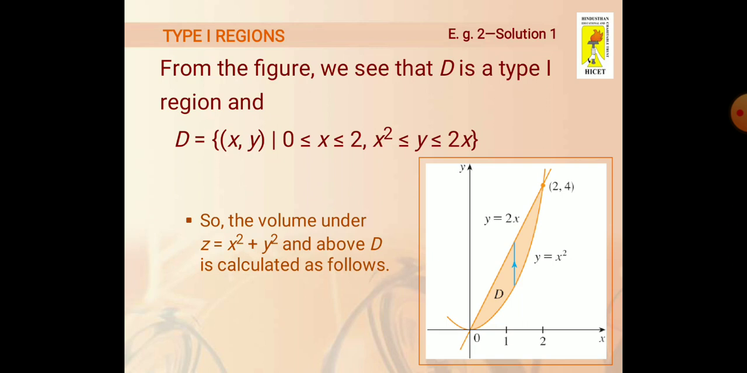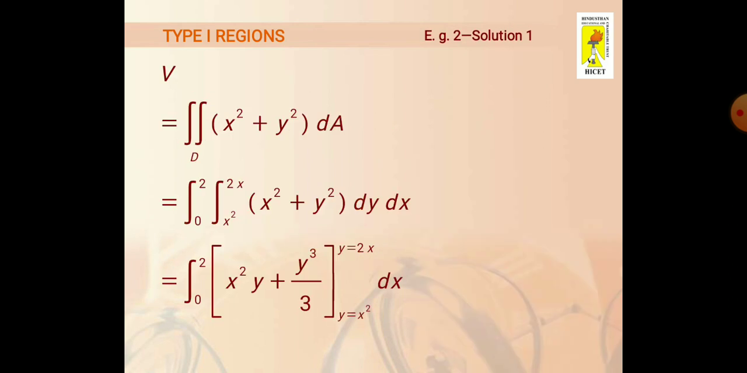So first we find the points of intersection, getting the points (2, 4) and the origin (0, 0). So now we want to find the limits of y. So y varies from x square to 2x and x varies from 0 to 2. Therefore, double integral 0 to 2, x square to 2x, of x square plus y square dy dx. In this equation, the inner integral is with respect to y.